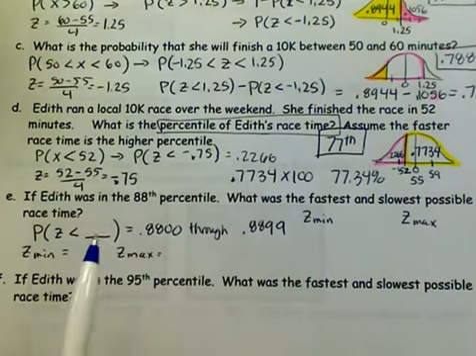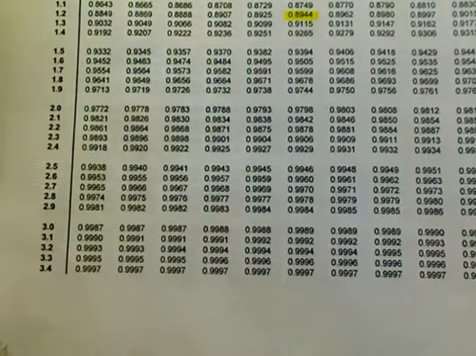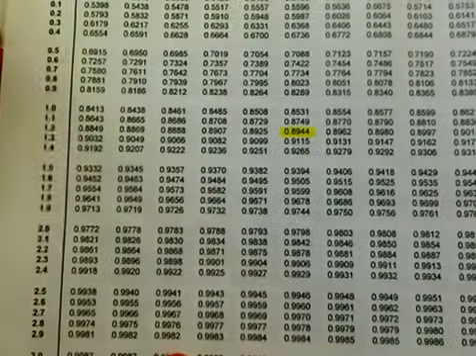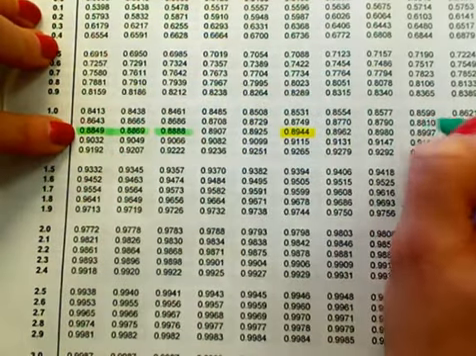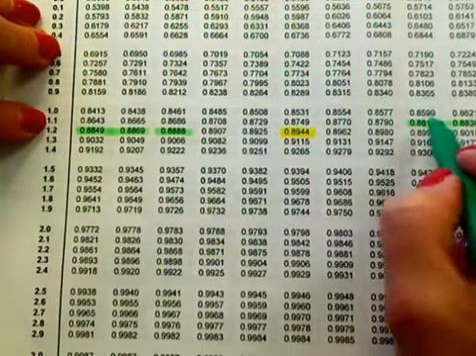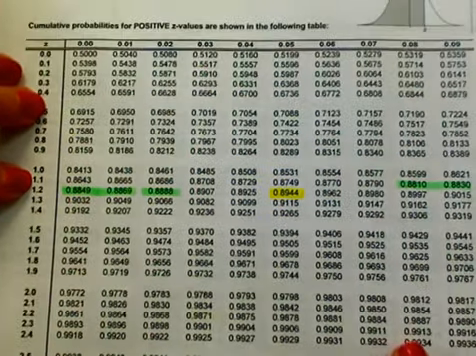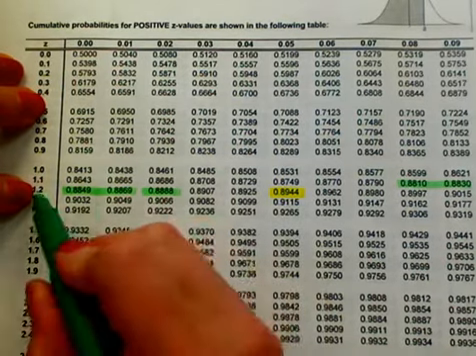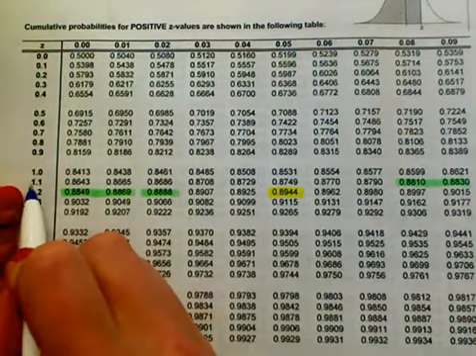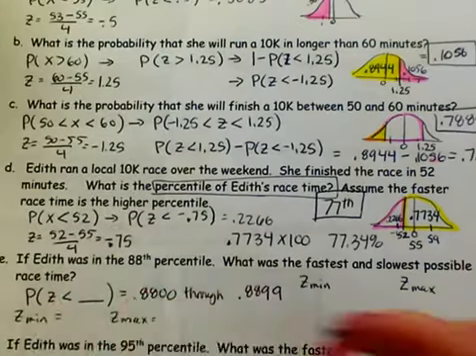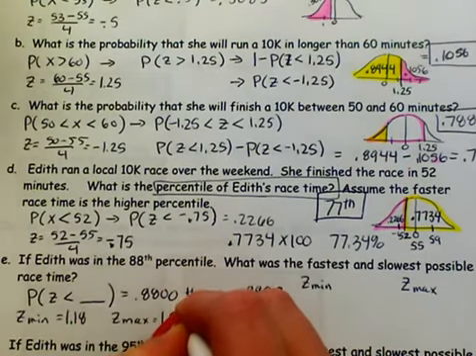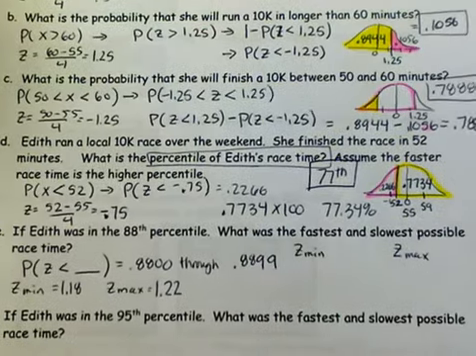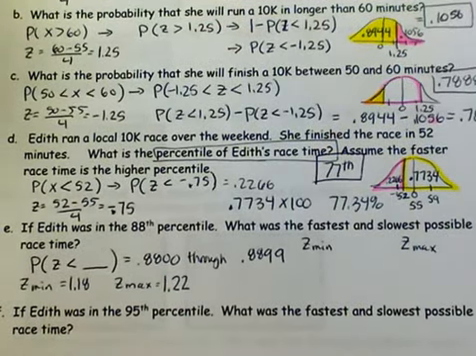Okay, 0.8800. Let's be a positive Z-score. 0.8800. Here's an 88. Okay, 1.18. 1.22. Okay, so I have the Z-scores, but now I actually need the race times.